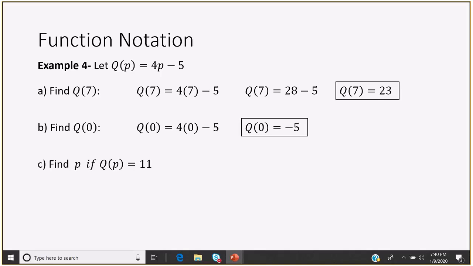Now be careful with this one. This question isn't asking you to find a value of a function. It's instead asking you to find your input given that your output is 11. So I know that the result of my function will be 11. I don't know what my input will be. So what I do in this case is I replace my Q of p with 11 and I go about solving for p. Well, that's just fairly basic algebra. I add 5 to both sides, divide both sides by 4. I get p is equal to 4.